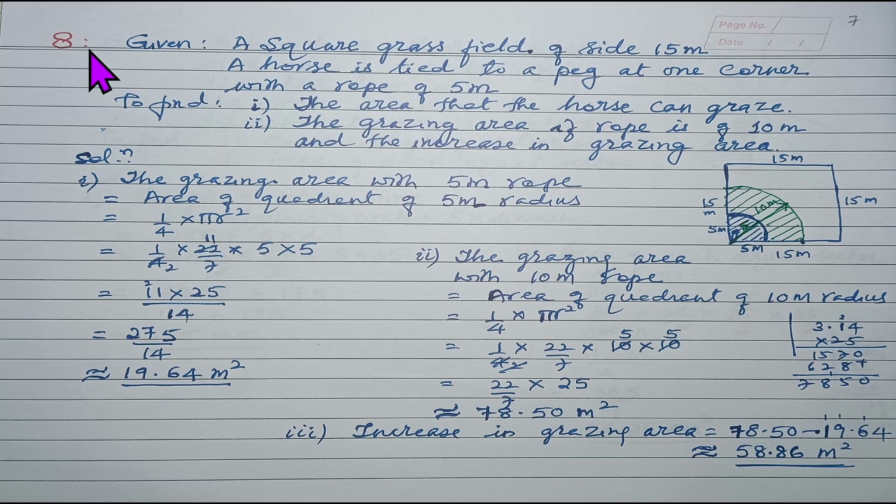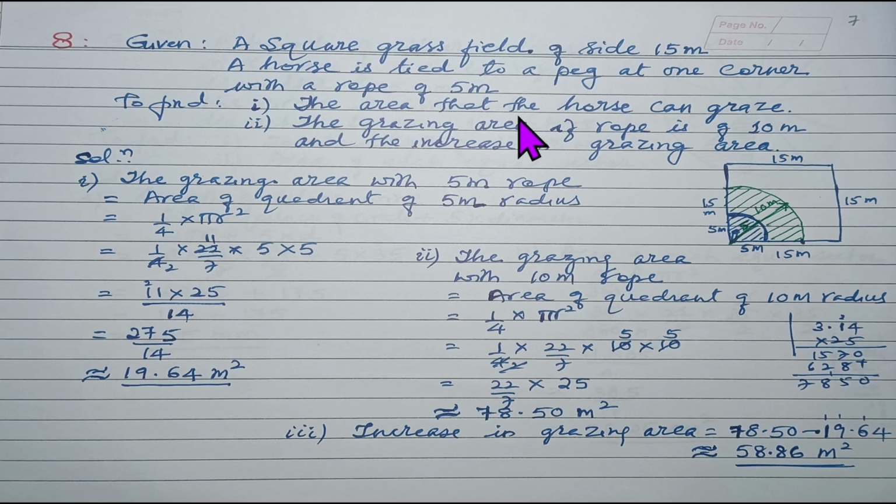Now here we have example number 8, and we are given a square grass field of side 15 meters. So there is a grass field which is square in shape, and the length of each side is 15 meters. A horse is tied to a peg at one corner with a rope of 5 meters. That means the horse can graze a radius of 5 meters inside the square field.